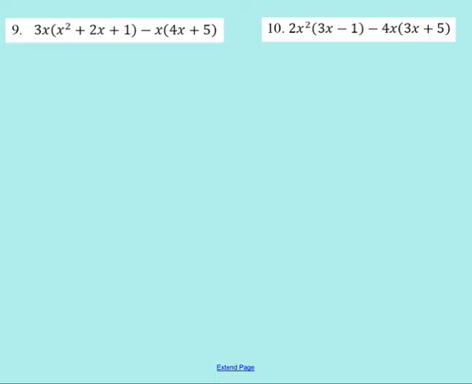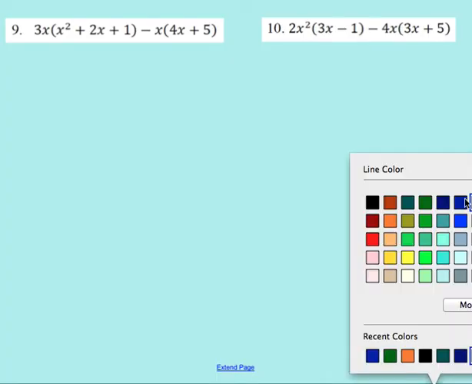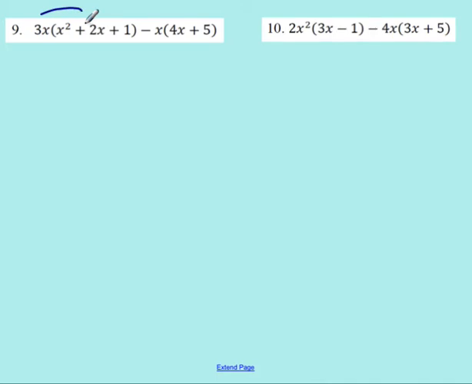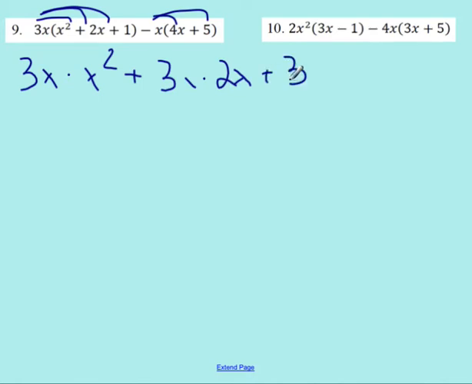Moving forward, let's take a look at number 9. For number 9, we're going to take that 3x and distribute it to each thing, and then take negative x and distribute it to each thing. So I have 3x times x squared plus 3x times 2x plus 3x times 1 plus, now we're going to go to the second parenthesis, a negative x times 4x and a negative x times 5.